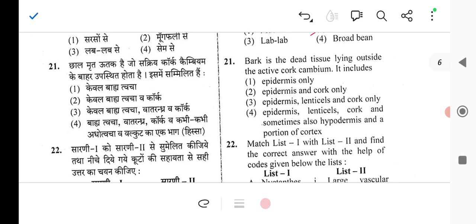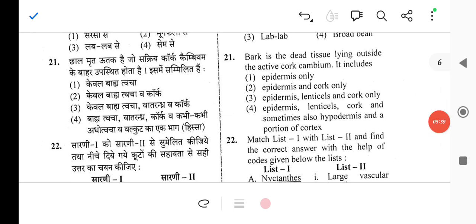Next: bark is the dead tissue lying outside the active cork cambium. What does bark include? Bark includes epidermis, lenticels, cork and sometimes also hypodermis and a portion of the cortex. So bark includes all of the tissues which are external to the cambium.